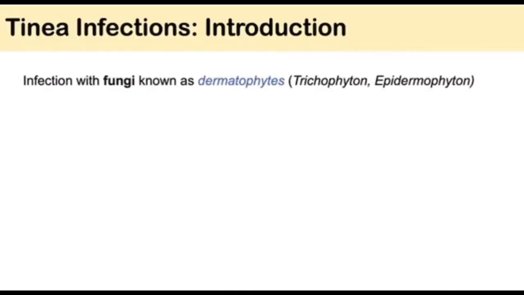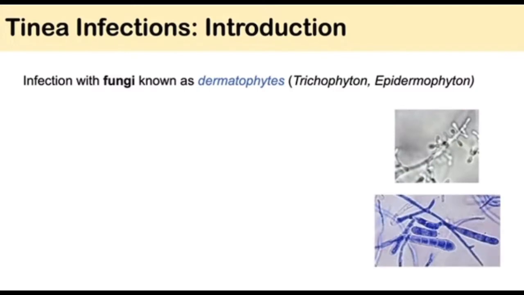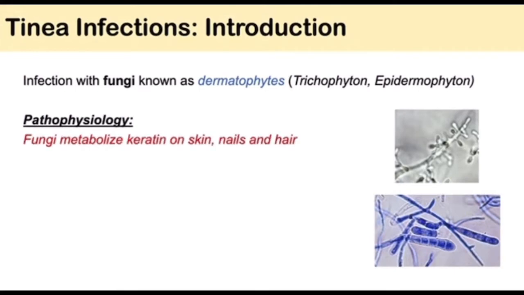Tinea infections are infections with fungi known as dermatophytes, and they come from the genus Trichophyton or Epidermophyton. Here are images of those Trichophyton and Epidermophyton. The pathophysiology of tinea infections involves the fungi metabolizing the protein keratin in our skin, nails, and hair. This is how they present and why they look the way they do. Because fungi metabolize keratin, it leads to lesions, scarring, brittleness of the nails, and dryness, that type of clinical picture.